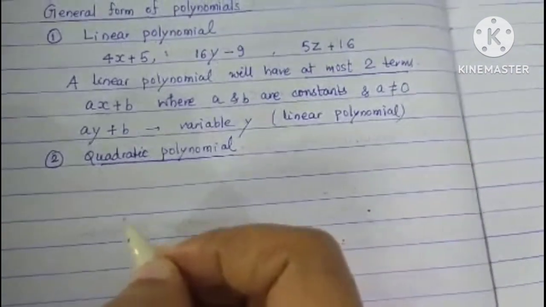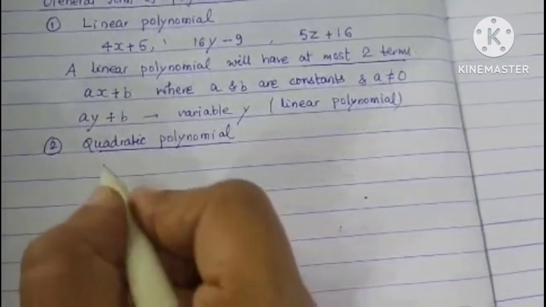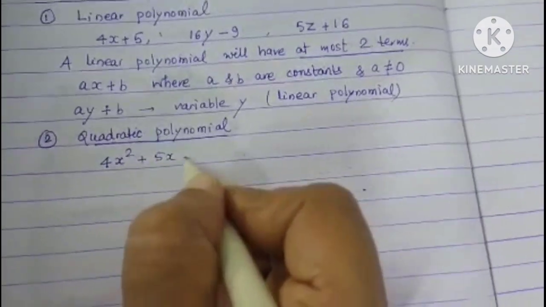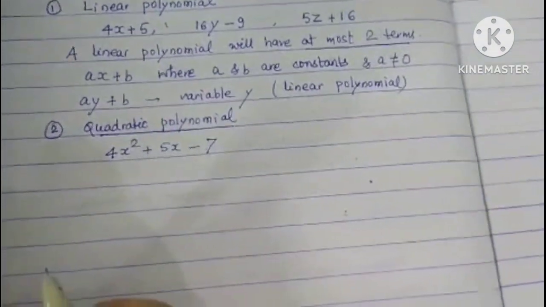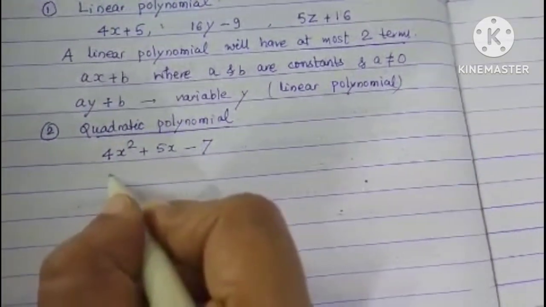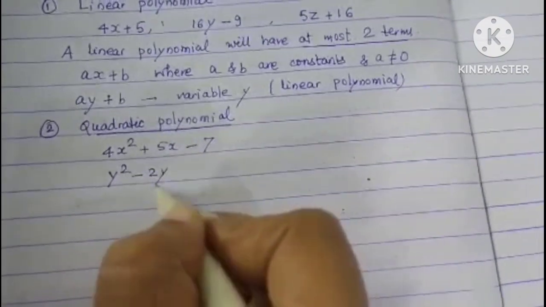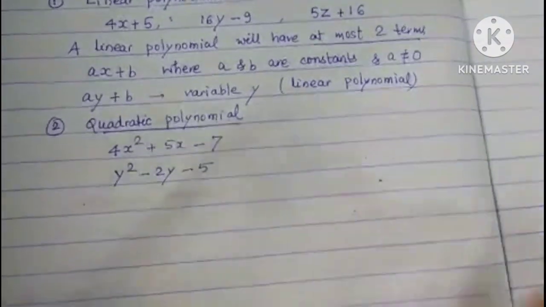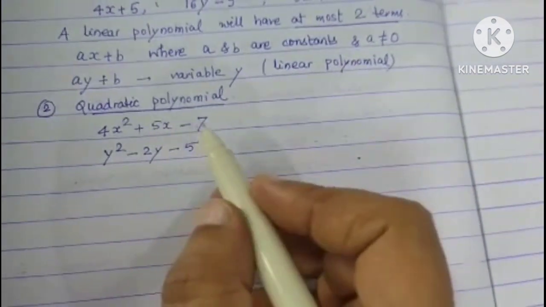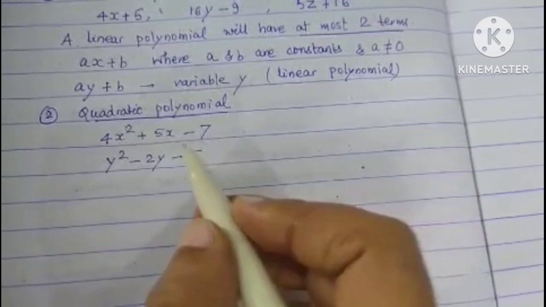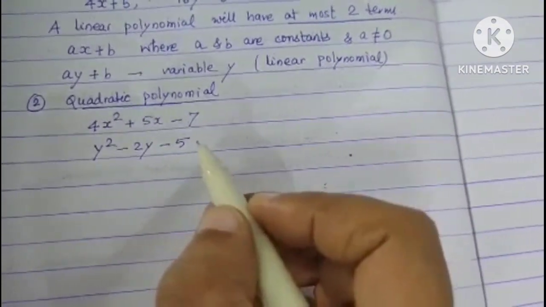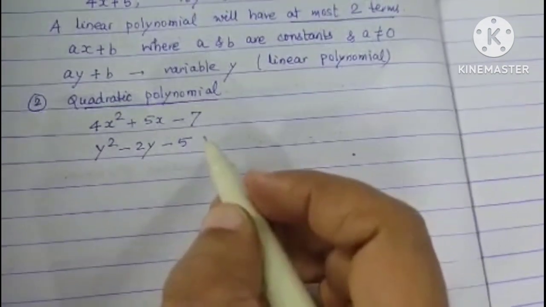So let us write an example. Let us write 4x square plus 5x minus 7. This will be one of the examples. Let us write one more example with y, like y square minus 2y minus 5. You will notice that a quadratic polynomial will not have more than 3 terms. The maximum number of terms is 3 in a quadratic polynomial.